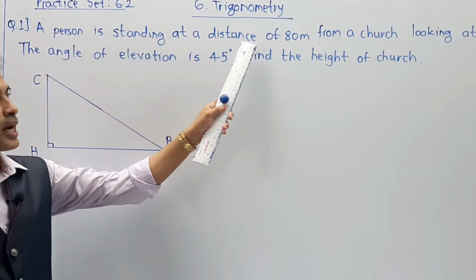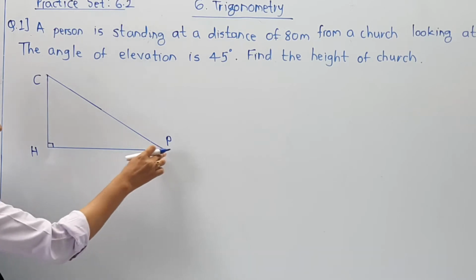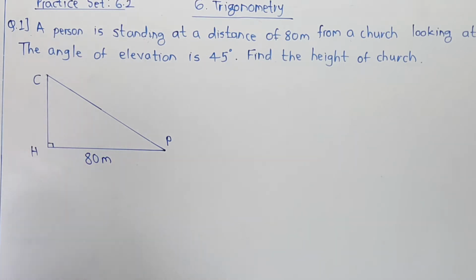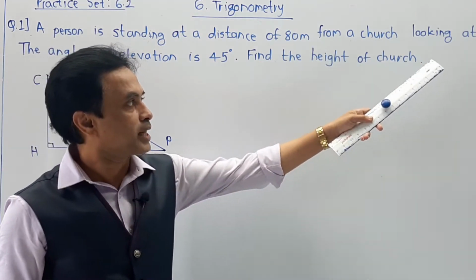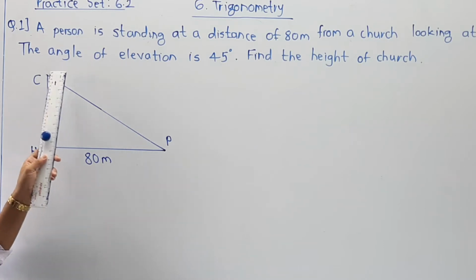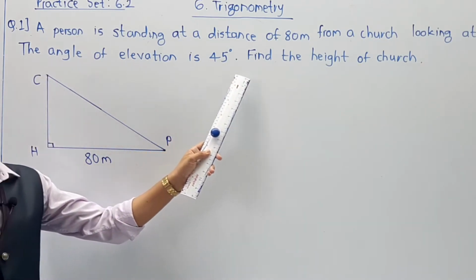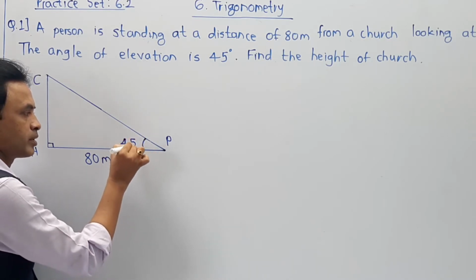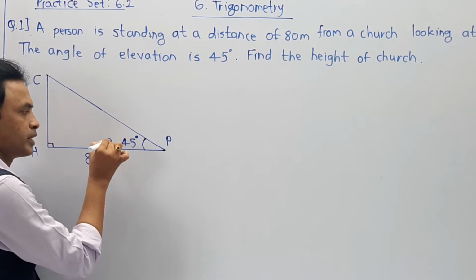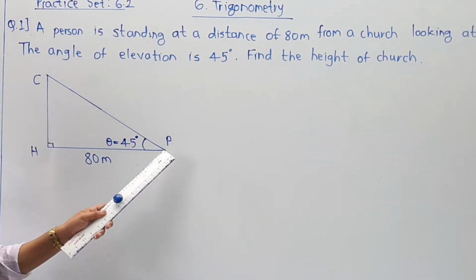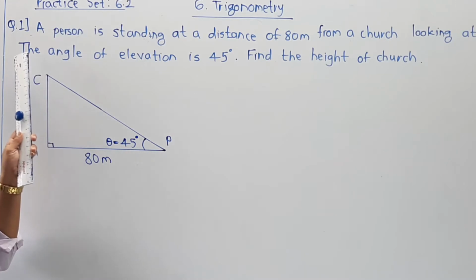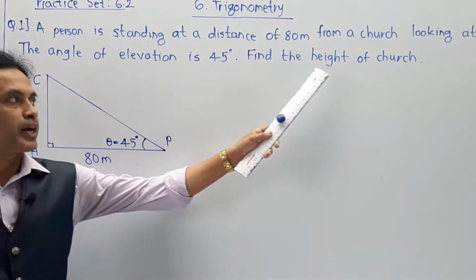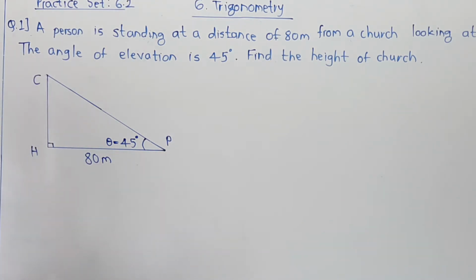A person standing at a distance 80 meter. So this person is at a distance 80 meter from the church. So this becomes 80 meter. Looking at the top, the angle of elevation is 45 degree. As per their condition, this angle of elevation given by them is 45 degree and that is nothing but your theta in this numerical. Because angle of elevation means from a point we are observing something which is at a height, and in this way your structure is ready. Then find the height of church. CH means height of church.